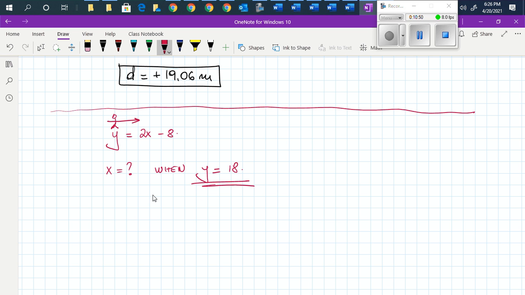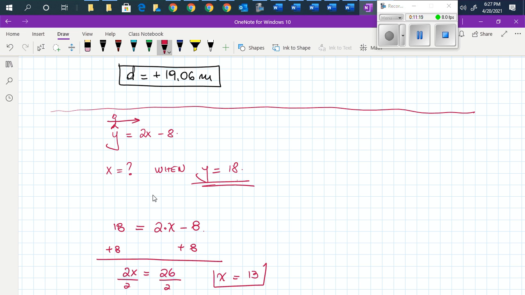So you see a y which is given to be 18, equal sign, and then 2 times x, which you don't know, minus 8. So now the problem is turned into solving for x. Add 8 to both sides, then 2x will be equal to 26, divide by 2 on both sides, then x will be equal to 13. That means that you will have a point A whose coordinates are 13 and 18. Okay?